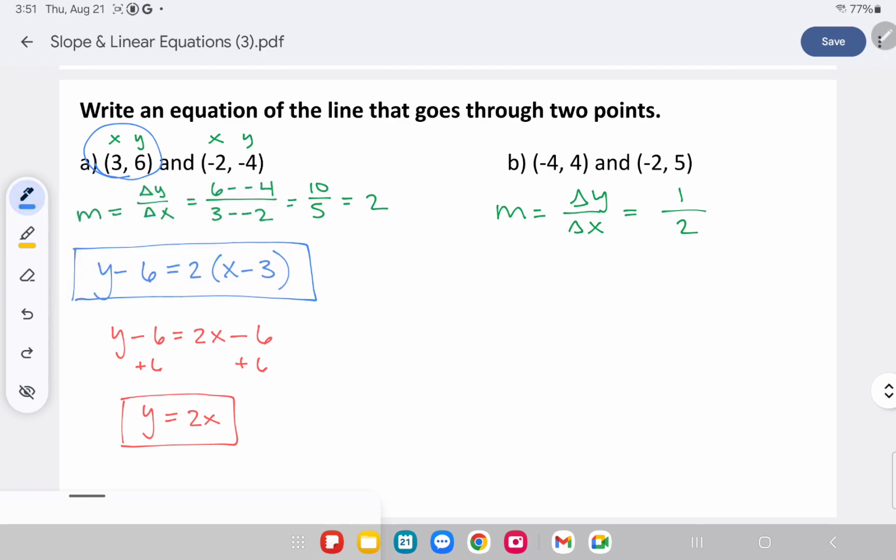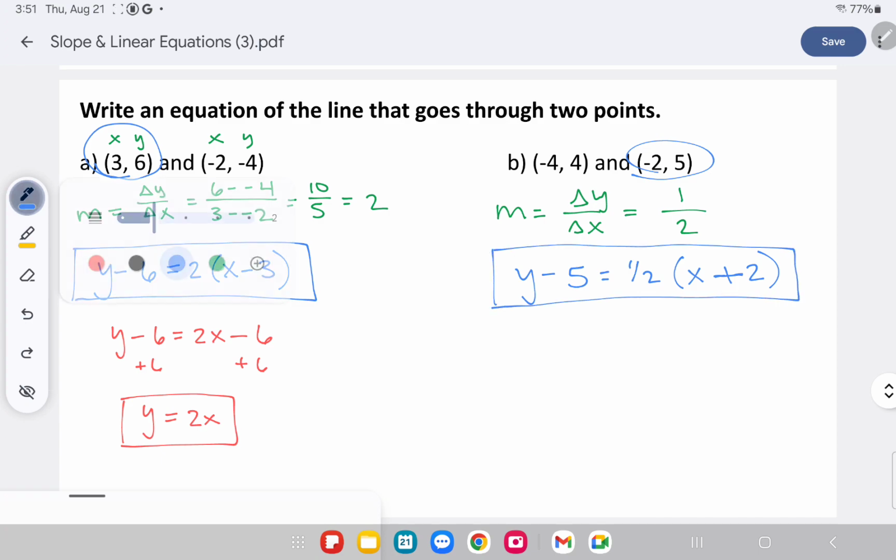I get to choose my point. I'm going to choose the second point this time. So y minus the y value equals 1/2 times x minus the x value, which is negative 2. That minus and negative is going to turn into a plus sign. So that's our answer in point-slope form. And then in slope-intercept form, I would distribute the 1/2 to get 1/2 x plus 1, and then add the 5 over to get 1/2 x plus 6.